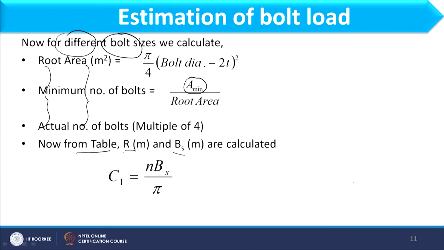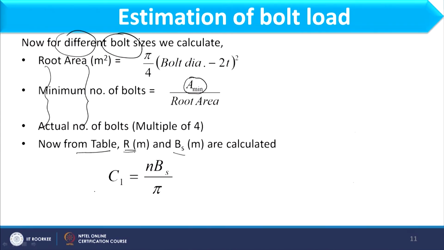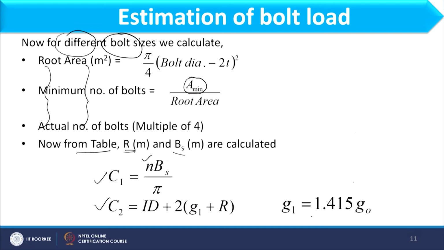Once I have R as well as BS, I will find the value of C1. C1 is the bolt circle diameter, which is given as N BS by pi, where BS I have seen from the table and N is the actual number of bolts. And C2 I have to find as equal to ID plus 2 G1 plus R. Both C1 and C2 are bolt circle diameters, where G1 is 1.415 G0.